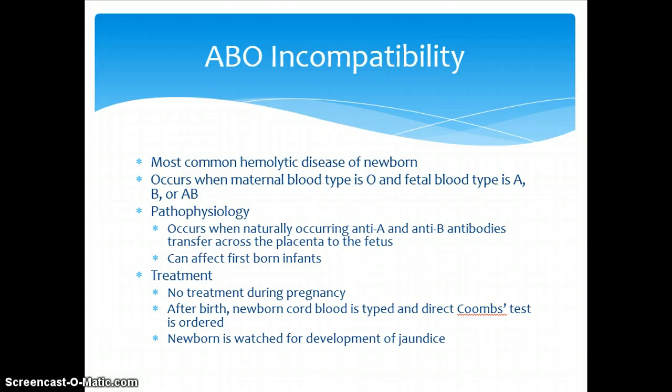As for treatment, there's actually no treatment during pregnancy. However, after birth, the newborn cord blood is typed, and a direct Coombs test is ordered on the newborn blood to determine blood type and Rh. The newborn is carefully watched for the development of jaundice with ABO incompatibility. Usually, ABO incompatibility is much less traumatic to the infant than Rh incompatibility.